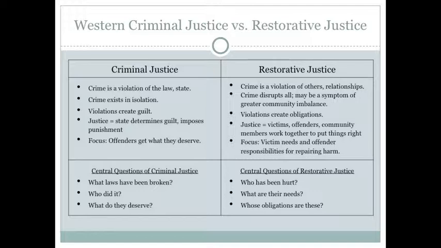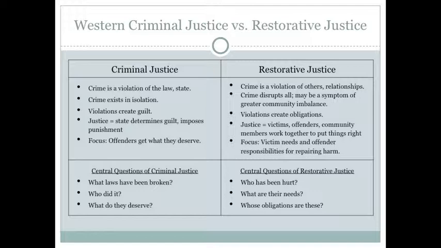This crime exists in isolation. The violator is either guilty or not guilty, and this person will get what they deserve. So the questions come into play. What laws have been broken? Who did it, and what do they deserve? Most likely in this case, fees, jail time, something like that.